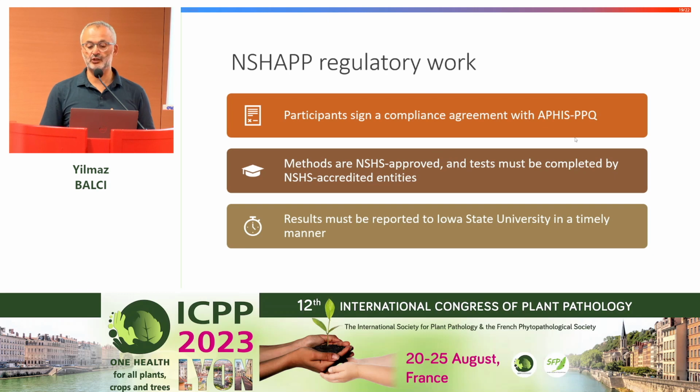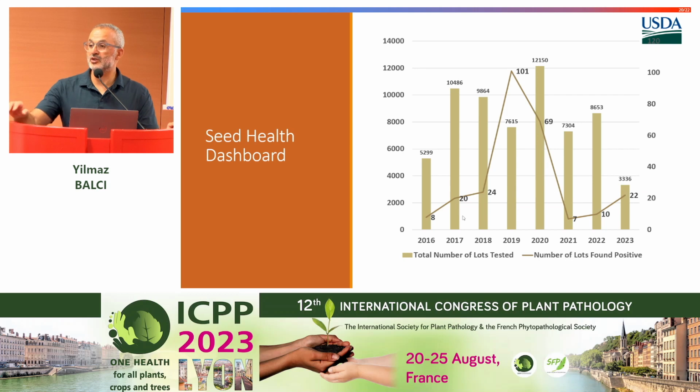The NSHAP regulatory work is based on a consignment agreement, a compliance agreement, and then a method that is approved and results reported. Of course, no presentation is complete unless you have a bar chart, as we have seen in this meeting. So I have to have at least one. So here it is. This shows self-reporting, with companies utilizing their own lab to test for cucumber green mottle mosaic virus. When they find it, they report it and they destroy it. We cover all that under the compliance agreement.